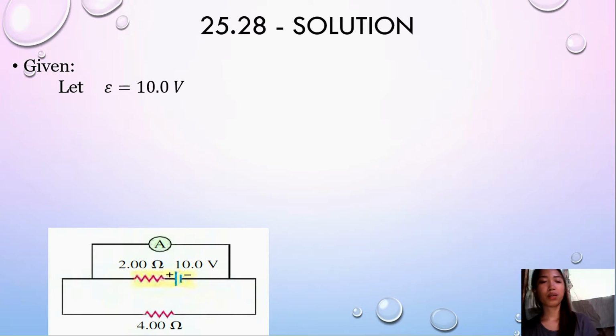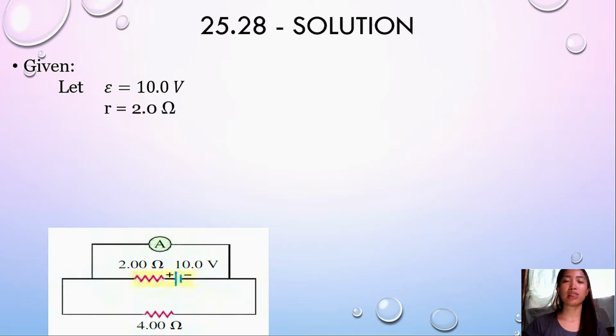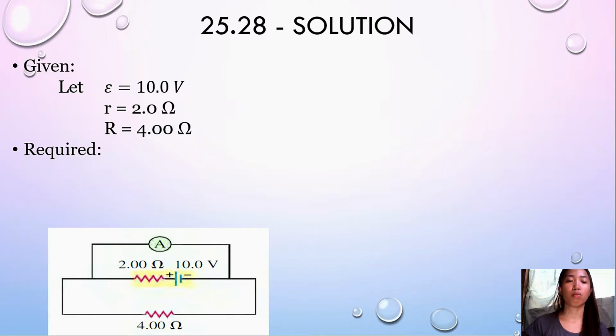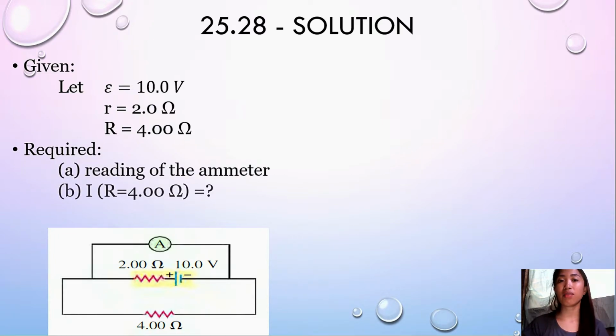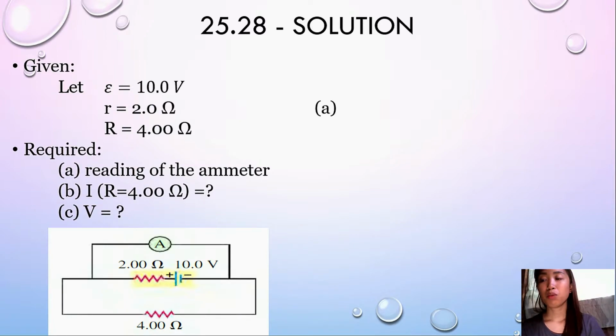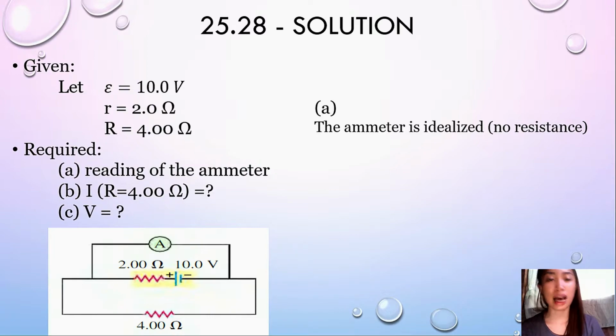So in this problem, the EMF is 10.0 volts. The internal resistance is 2.0 ohms, and the resistor is 4.0 ohms. We are required to find the reading of the ammeter, the current through the 4 ohm resistor, and the terminal voltage of the battery. For letter A, we want to determine the reading of the ammeter. The ammeter is a device that measures the current, and as it is idealized, there is no resistance. It has zero resistance and just acts like a wire.